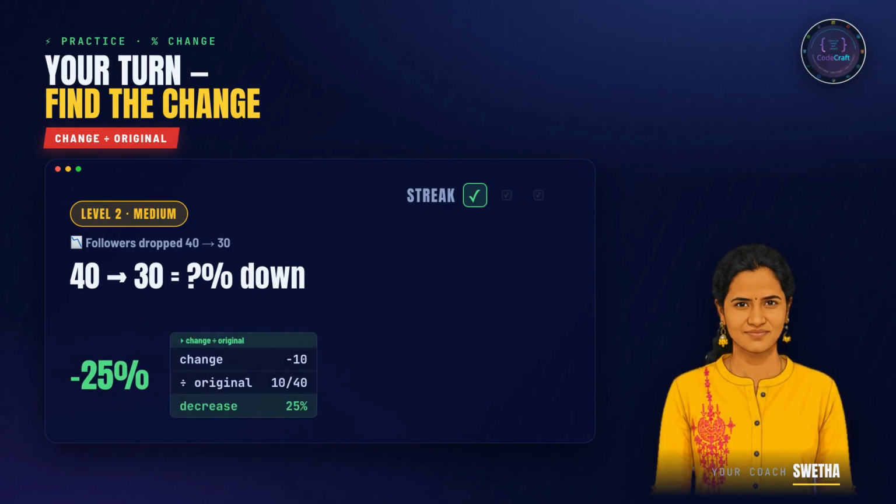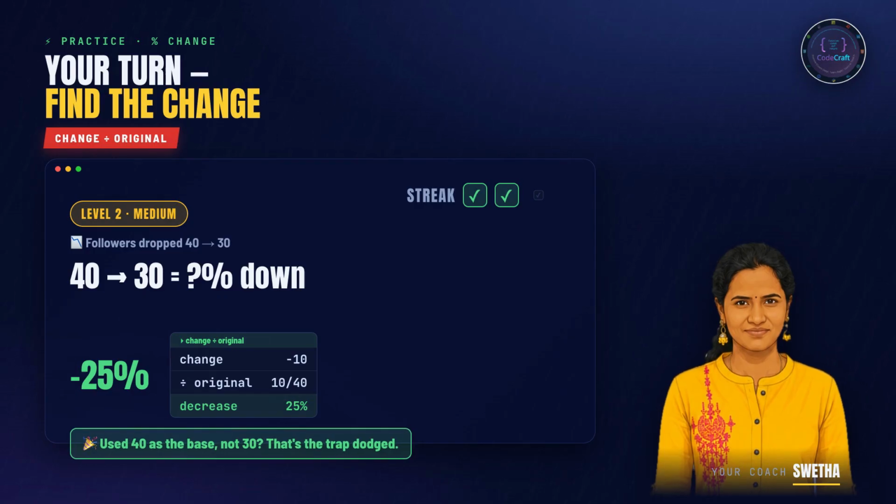The drop is 10. Divide by the original, which is 40. 10 over 40 is 1/4, so 25% down. Notice we divided by 40, the starting value, not 30. If you use the right base, you dodge the classic trap.